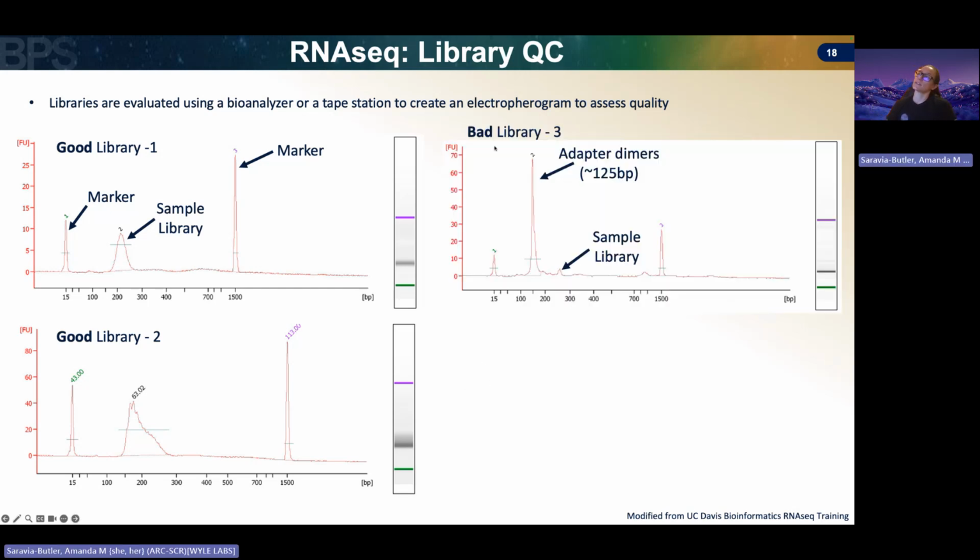Just to remind you again, this is what a bad library looks like. Here we have quite a bit of adapter dimers, very little of our actual sample library. This is going to be a huge problem when we go to sequence.